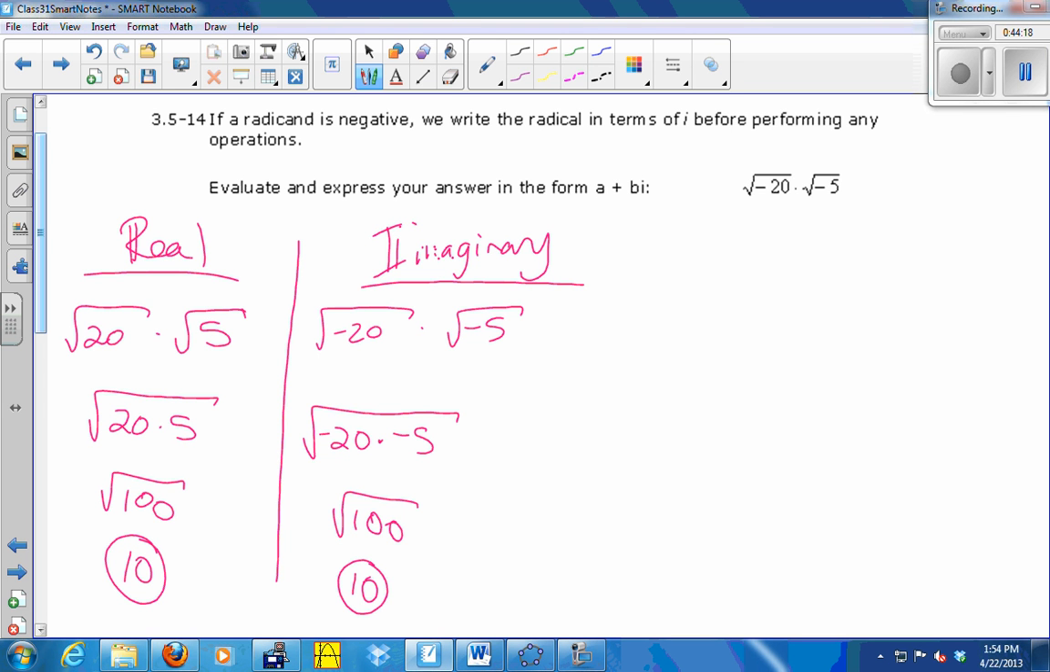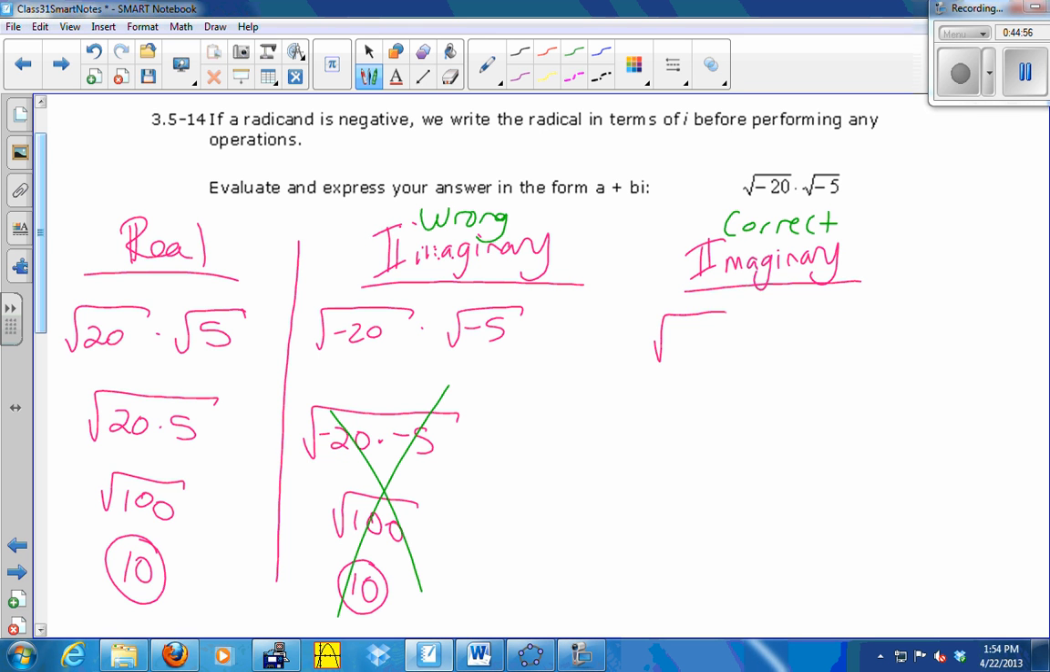But these are very different questions, right? So we can't actually do this. This is not allowed with imaginary arithmetic. This is kind of the only big difference in terms of arithmetic with imaginary numbers. The correct way is to change everything to i's before you do the arithmetic with the square roots.